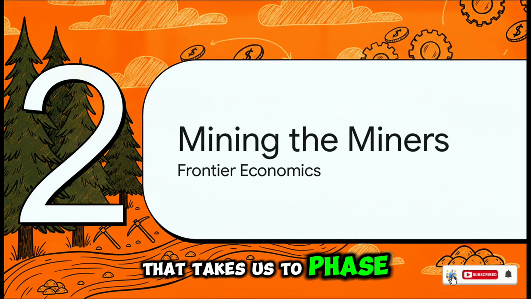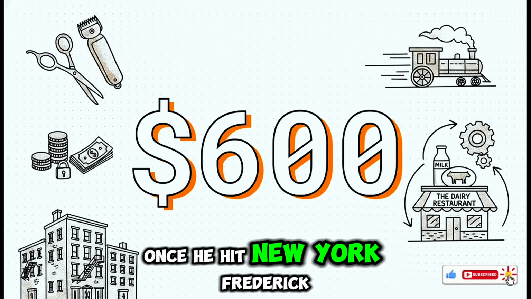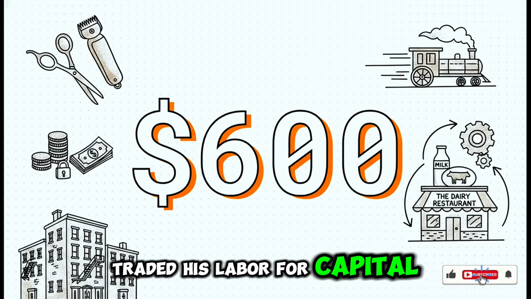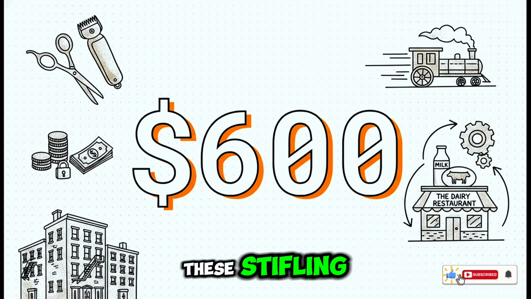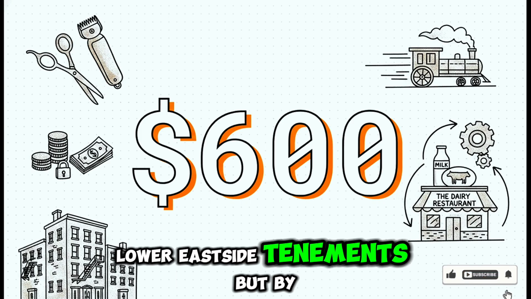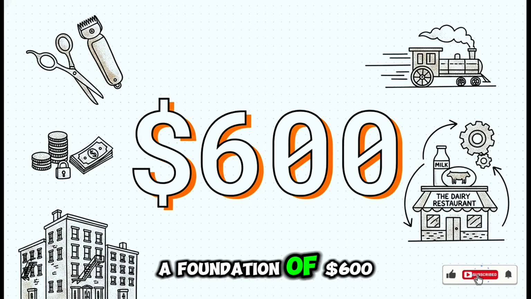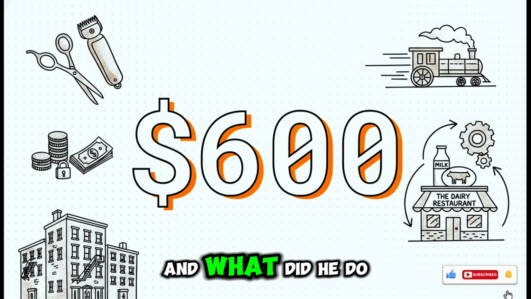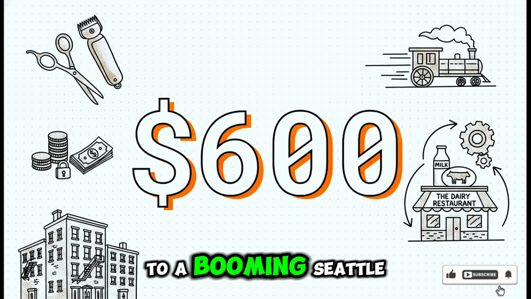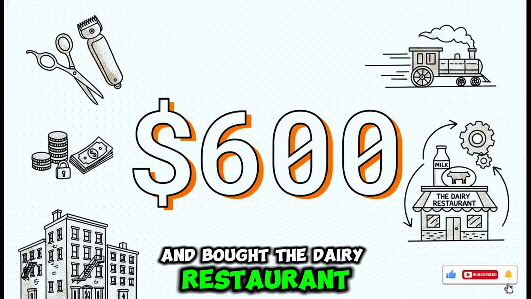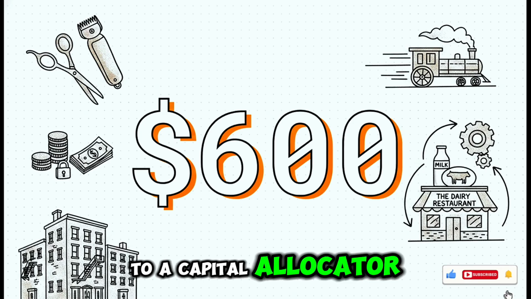That takes us to phase 2, mining the miners. Once he hit New York, Frederick traded his labor for capital, working 7 grueling days a week as a barber in these stifling Lower East Side tenements. But by 1891, he had managed to stockpile a foundation of $600. And what did he do? He took that labor-derived capital, headed out west to a booming Seattle, and bought the dairy restaurant. Right there, he transitioned from a laborer to a capital allocator.